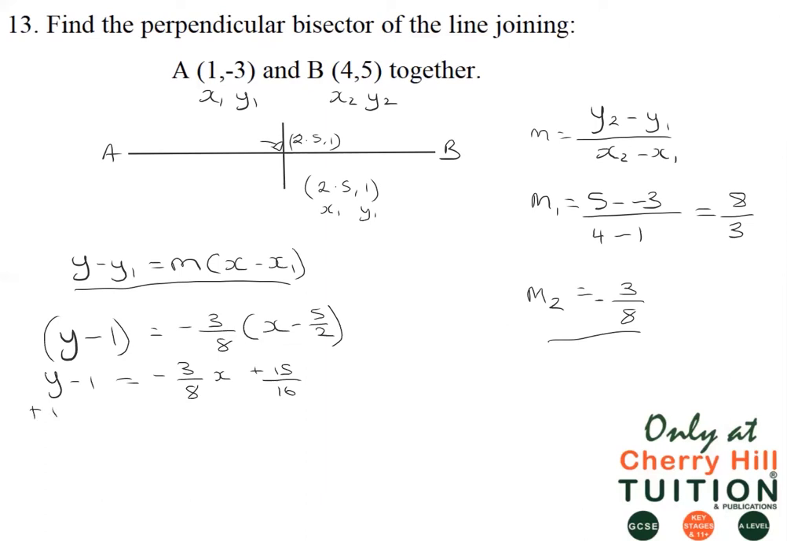And then we can add 1 to both sides to get y on its own, leaving us with y minus 1 plus 1 is equal to minus 3/8 over x plus 15 over 16 plus 1. The 1's cancel out on the left-hand side. So on the right-hand side, we have minus 3 over 8x, and then we have 15 over 16 plus 1, which should give us an answer of 31 over 16. And that's your answer.